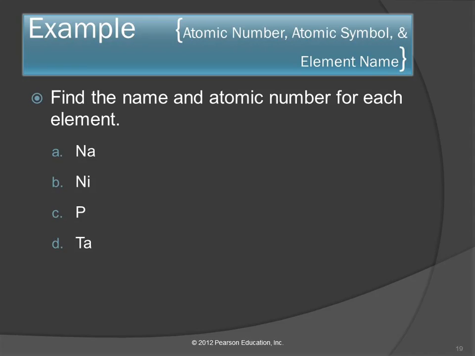So an example: find the name and atomic number for each element. So what's the name for Na? Sodium. And what's the atomic number? 11. That tells us 11 protons, 11 electrons. Ni stands for nickel. There is niobium, but I think that one's Nb. Nickel, how many protons? What's the atomic number? 28. I've got to walk over here so I can see the periodic table.